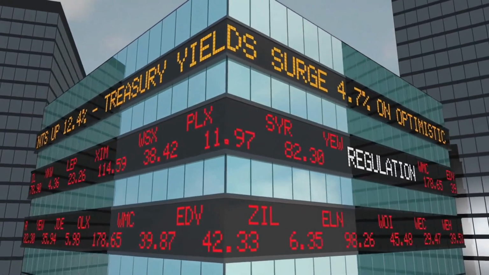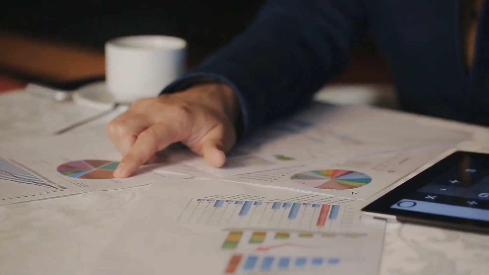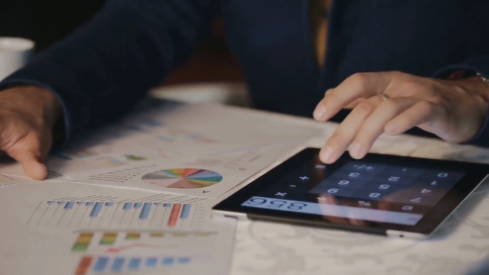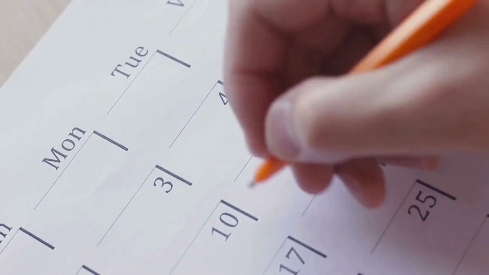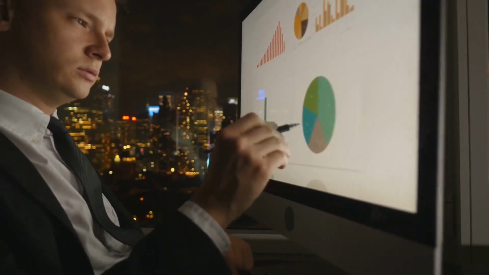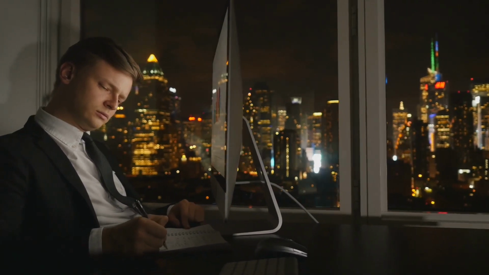A portfolio that becomes too stock-heavy may be riskier than you're comfortable with. To lock in gains. Rebalancing allows you to sell high-performing assets and reinvest in undervalued ones. How often should you rebalance? Annually or semi-annually is sufficient for most investors. Alternatively, rebalance when your allocation deviates by a set percentage, say 5 to 10%.